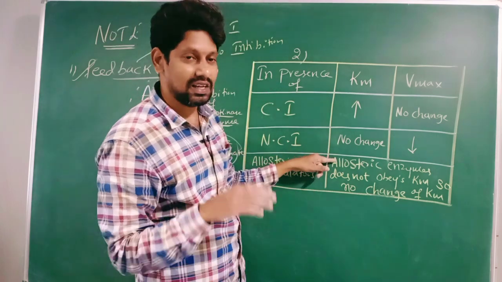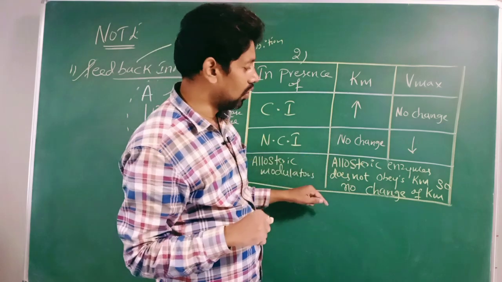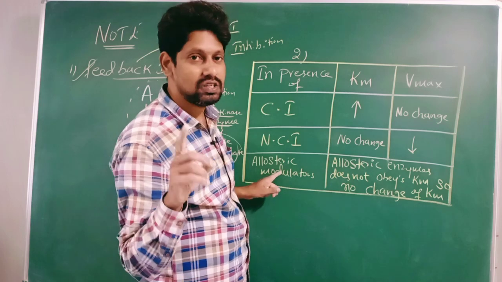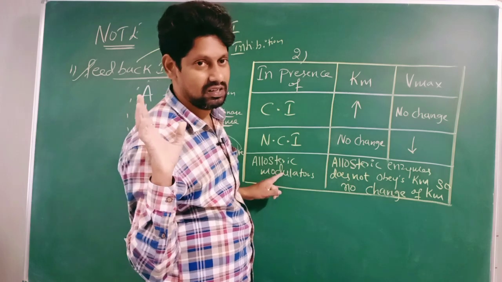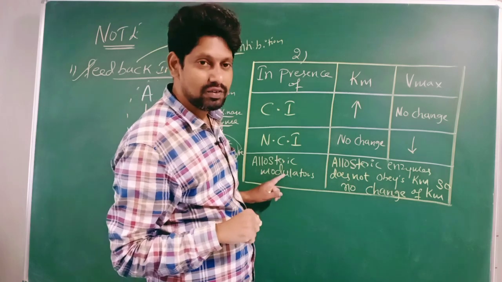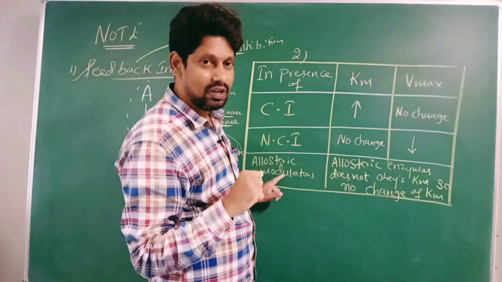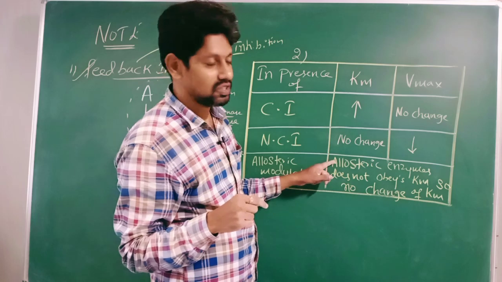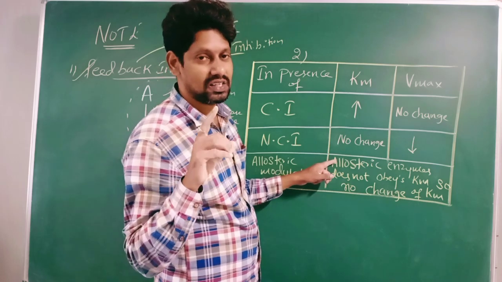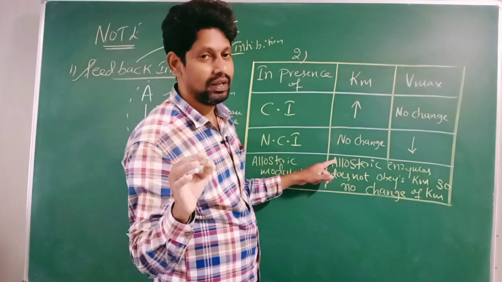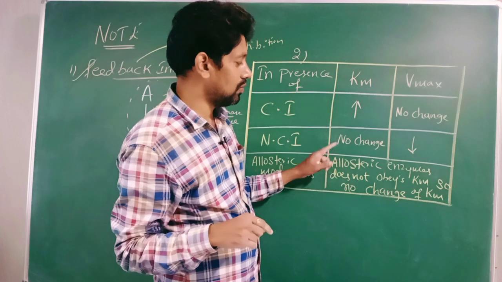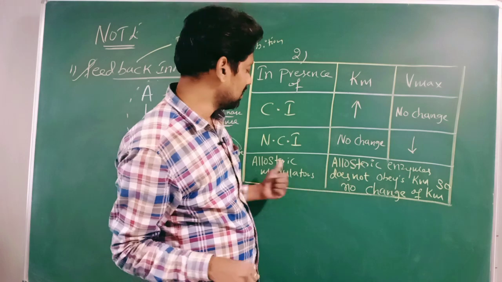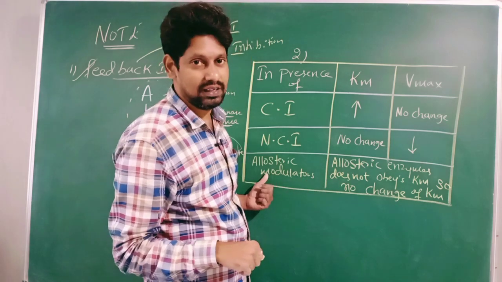Allosteric enzymes do not obey Km. So, there is no change in Km even though allosteric modulators are present. Therefore, even in the presence of allosteric modulators, no change in Km for allosteric enzymes, because allosteric enzymes do not obey Km. So no change in Km even in the presence of allosteric modulators, right?